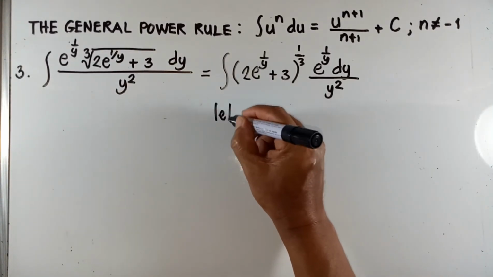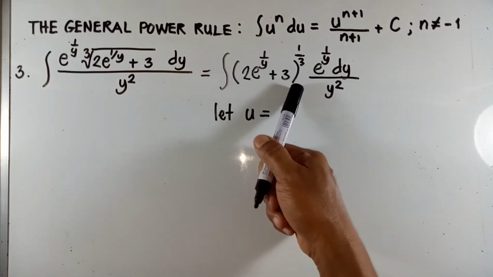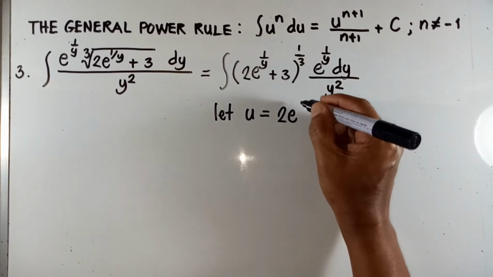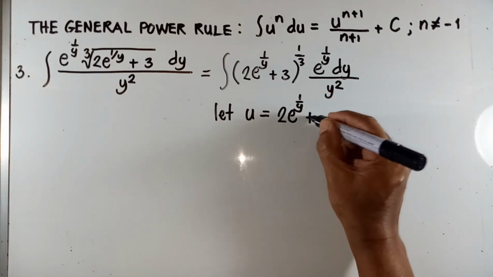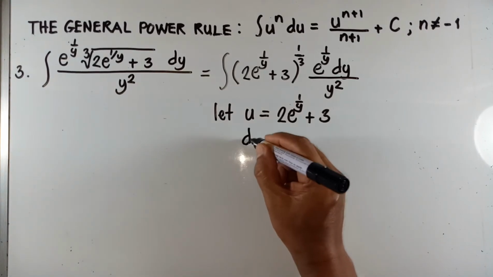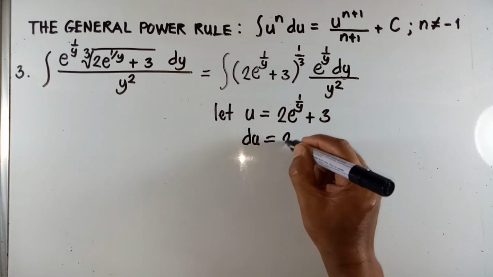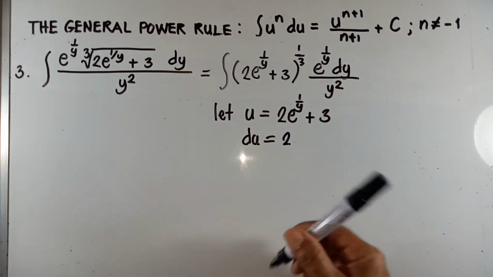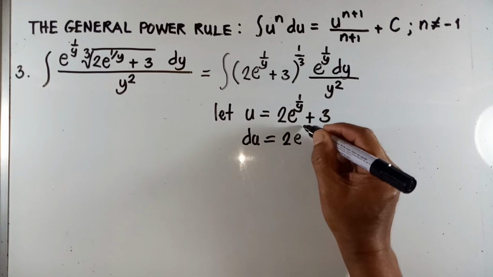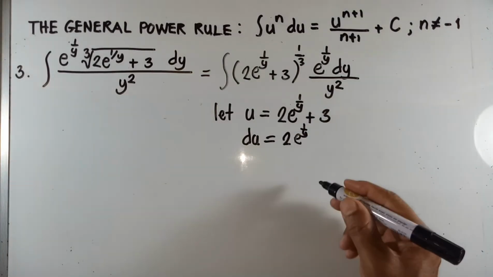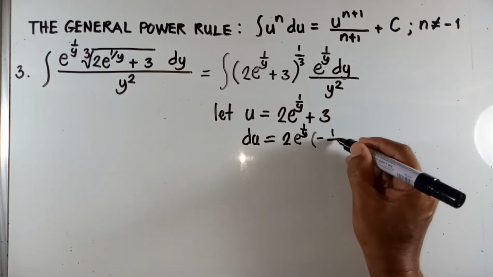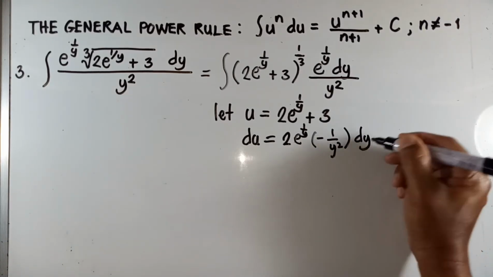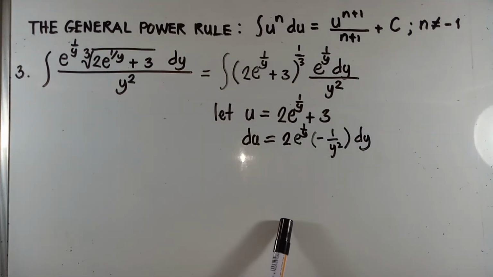So let u now be equal to the base, no? So pag nag-let u tayo, hindi kasama yung exponent, ano? So 2 times e raised to 1 over y and then plus 3. So the derivative in differential form du equals to, so derivative of e raised to u equals e raised to u du. So the derivative of e raised to 1 over y equals e raised to 1 over y times the derivative of 1 over y, and that's negative 1 over y squared, and then times the derivative of y in differential form dy. The derivative of 3 is 0.